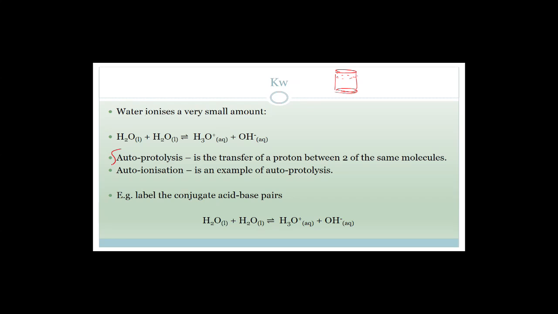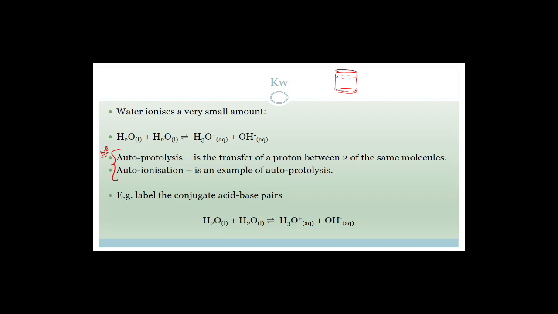Now, there are two definitions that you need to learn. It's very important. The one is autoprotolysis and the other one is autoionization. Autoprotolysis is just the transfer of a proton between two of the same molecules. Okay, so it's a transfer of a proton between two of the same molecules.